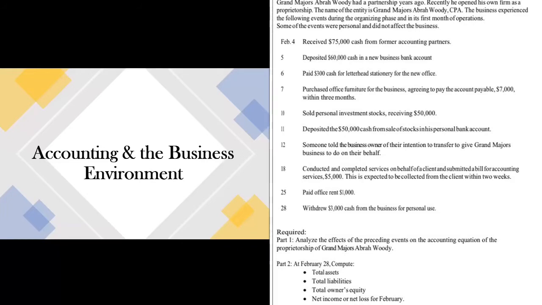So before we go any further, let's analyze the question a little bit, right? So the name of the owner, we'll say Abra Woody, but the name of the business, Grand Majors Abra Woody CPA, right? So we can note the first thing in the first sentence. He had a partnership years ago, but now he opened a proprietorship, a sole trader business. So now he's the only owner for this business.